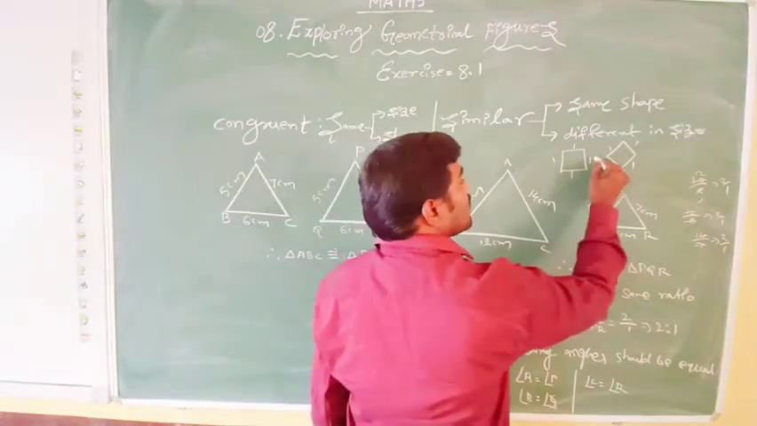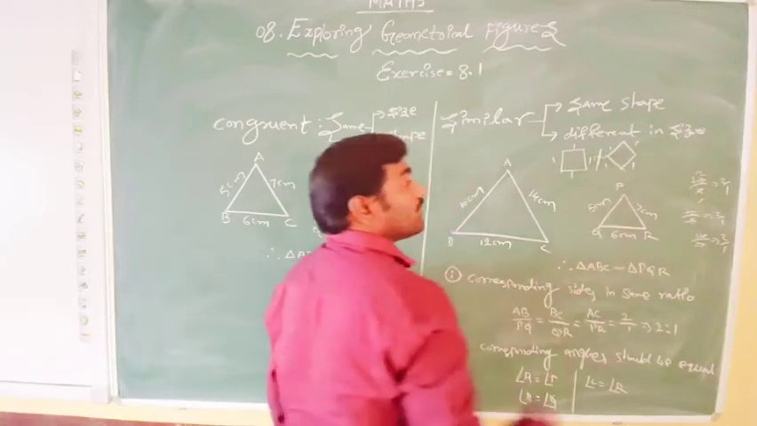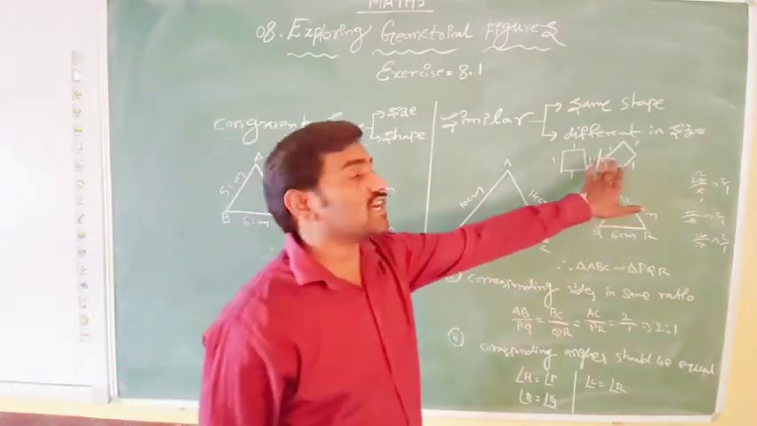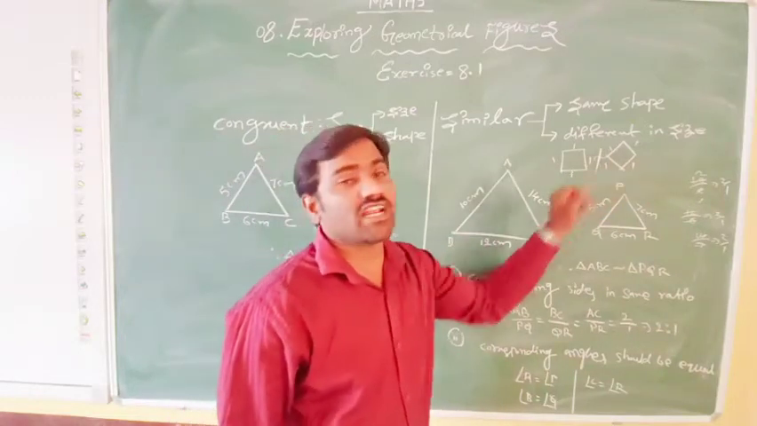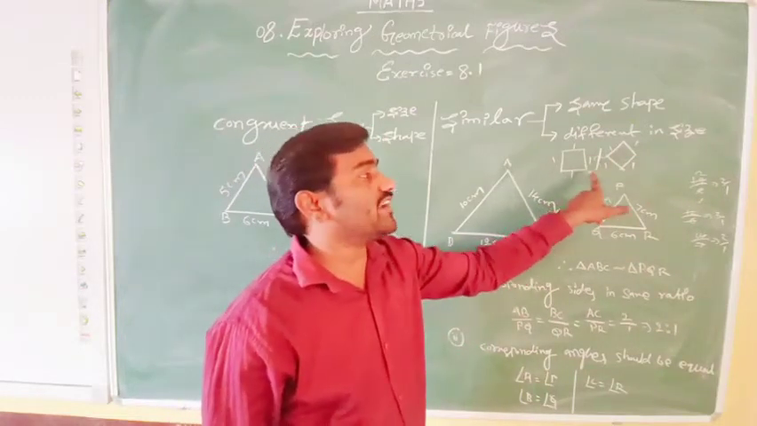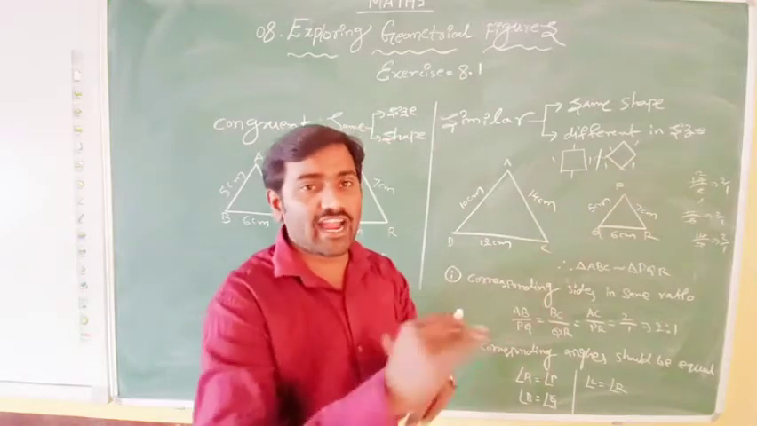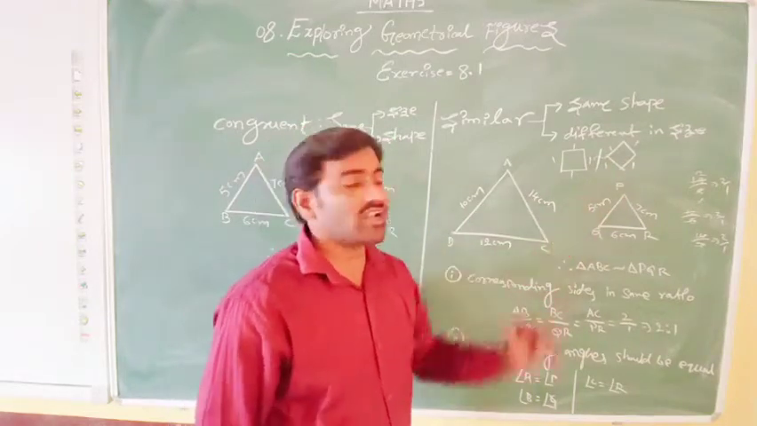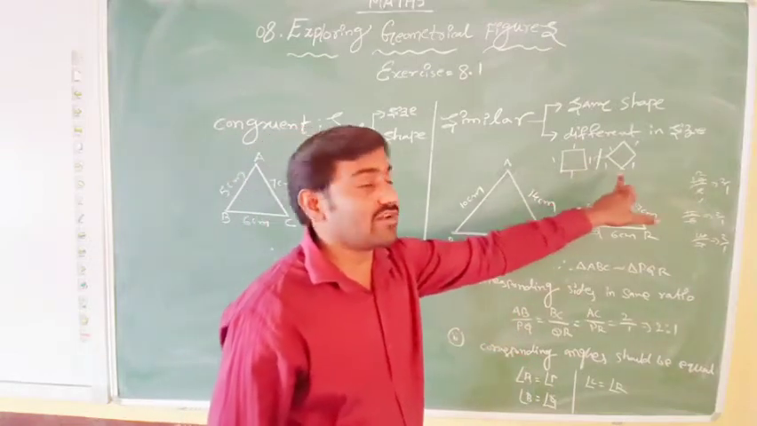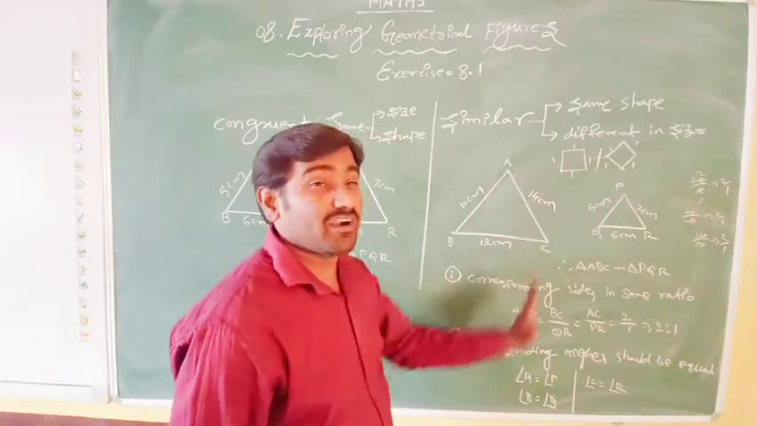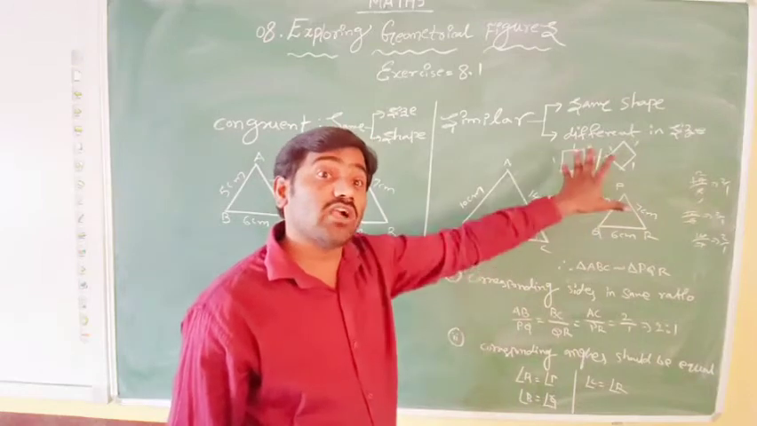No, these two figures are not similar because their corresponding sides are in the same proportion, but their corresponding angles are not equal. In the square, the angles will be 90 degrees. In the rhombus, opposite angles will be equal, but they will not be 90 degrees. Here, the corresponding sides are in the same proportion, 1 by 1, 1:1 only, but the corresponding angles are not equal. Hence, they are not similar.